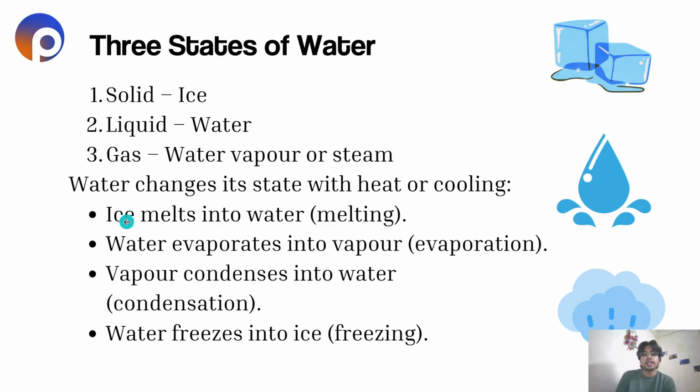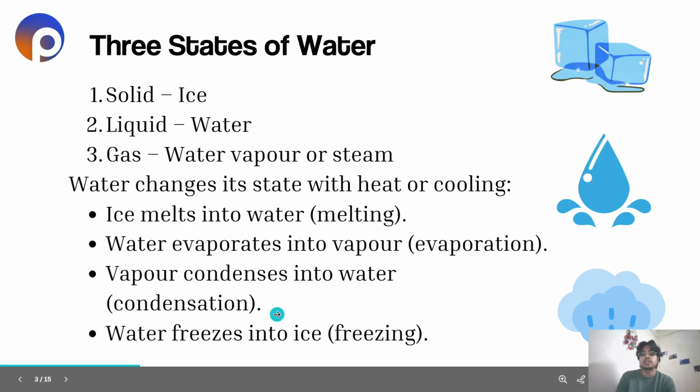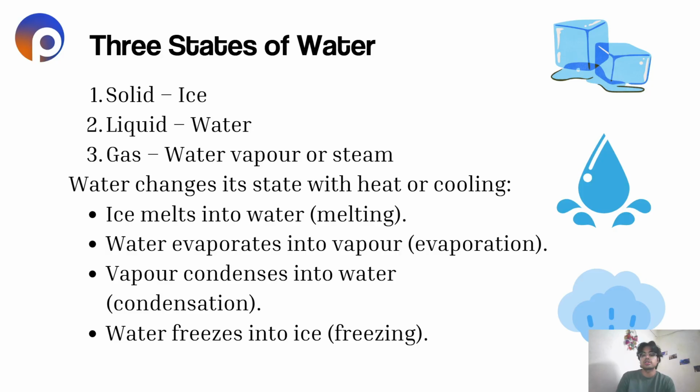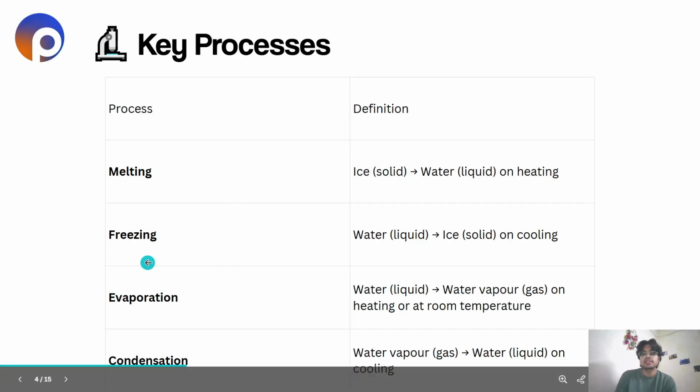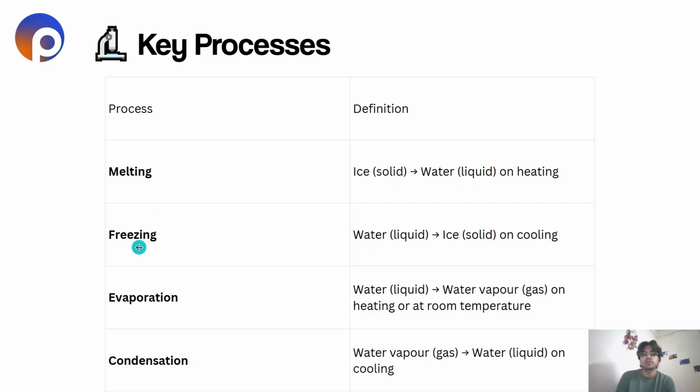Now, ice melts into water. The process is known as melting. Water evaporates into vapor. The process is known as evaporation. Vapor condenses into water. This process is called condensation. And water freezes into ice, and it is known as freezing. When we refrigerate anything, if we cool down the water, this process is known as freezing. Now, these are the key processes. You need to learn these processes: melting, freezing, evaporation, and condensation.